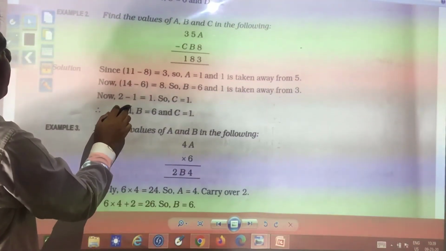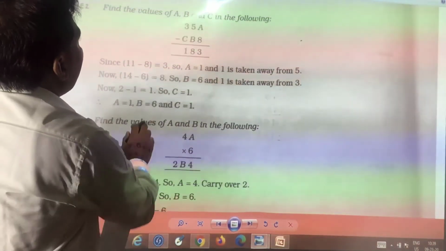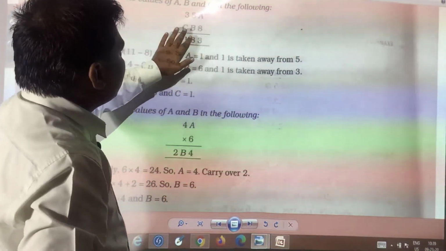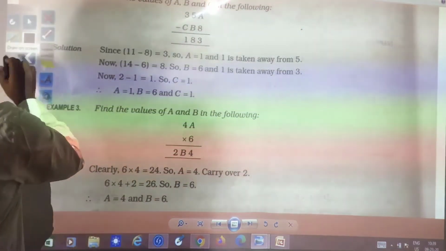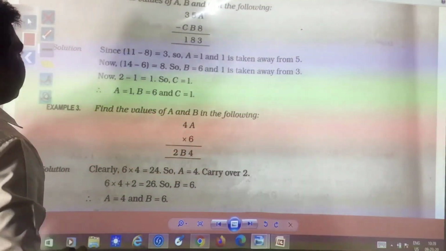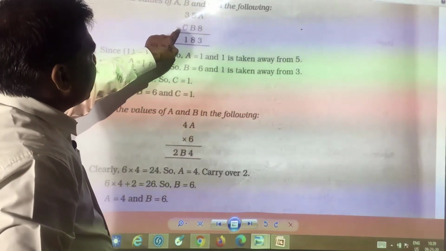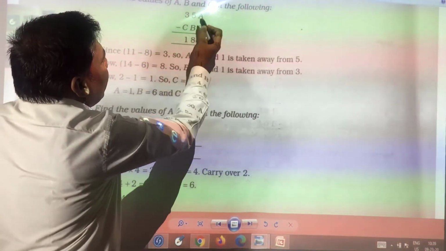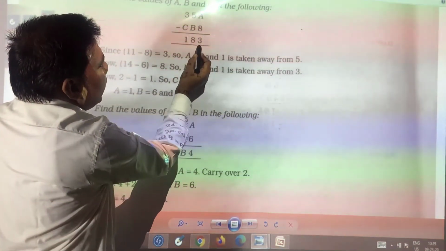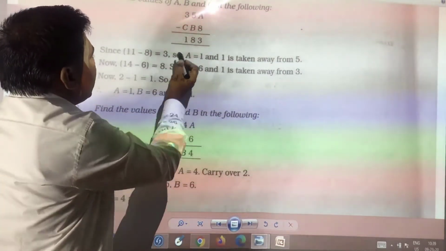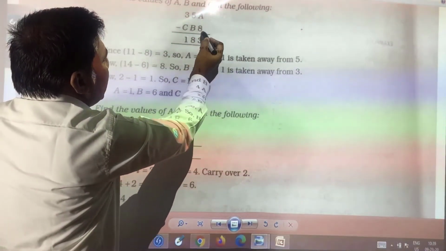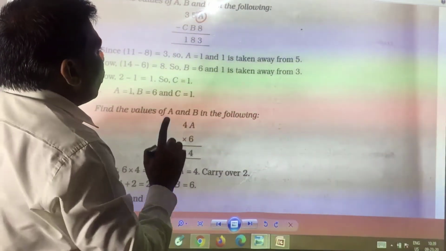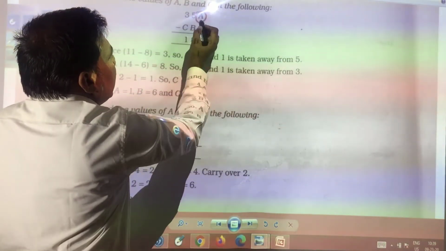Next you see, find the values of A, B and C in the following. The same thing is required to be done over here also. Here you see, subtraction is there, you need to subtract this. So, here we need to know by which number we will subtract 8 so that we will get 3. For that, what is required to be done? Just add these numbers, 8 plus 3 will be 11. So, in place of A it should be 1, because 11 you cannot write, 1 you will write.